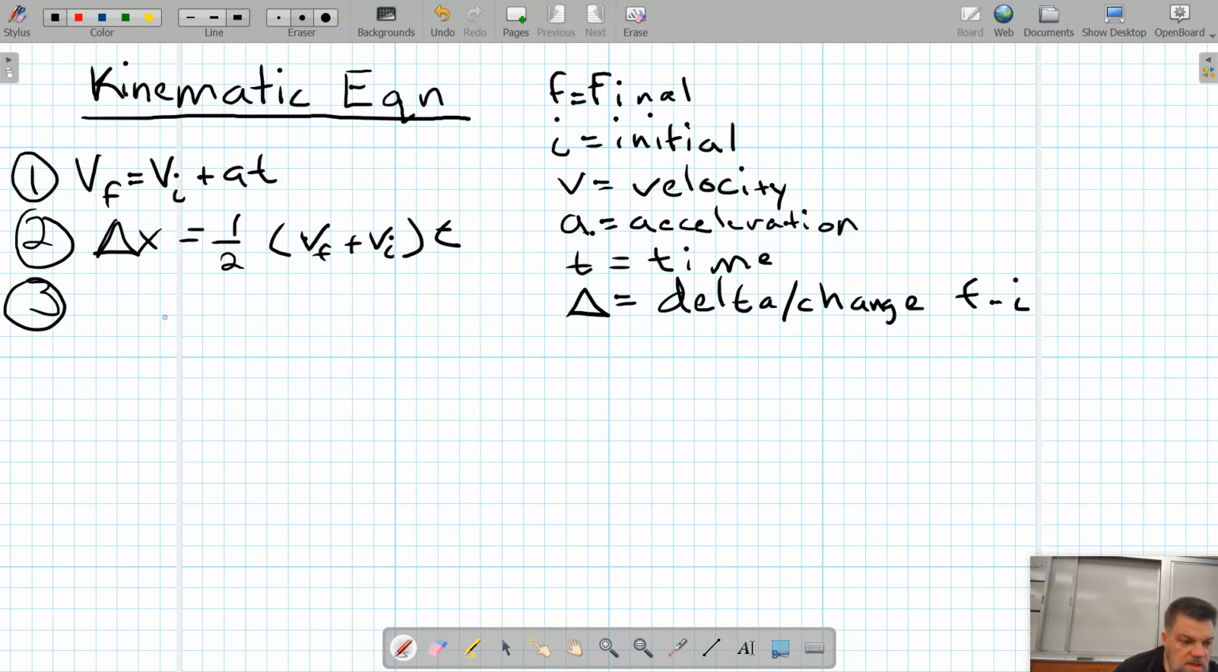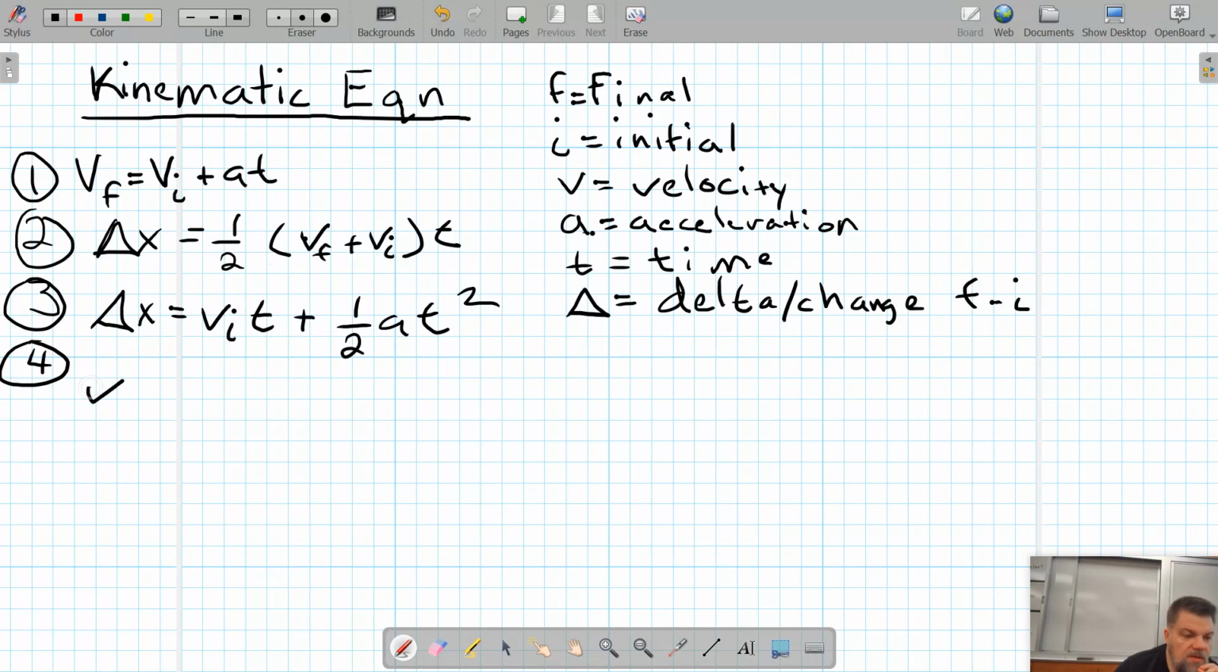Another equation is going to be delta x is equal to the initial velocity times time plus 1/2 times the acceleration times time squared. And the last one is the one we're going to use today, which is going to be v final squared is equal to v initial squared plus 2 times the acceleration times delta x.